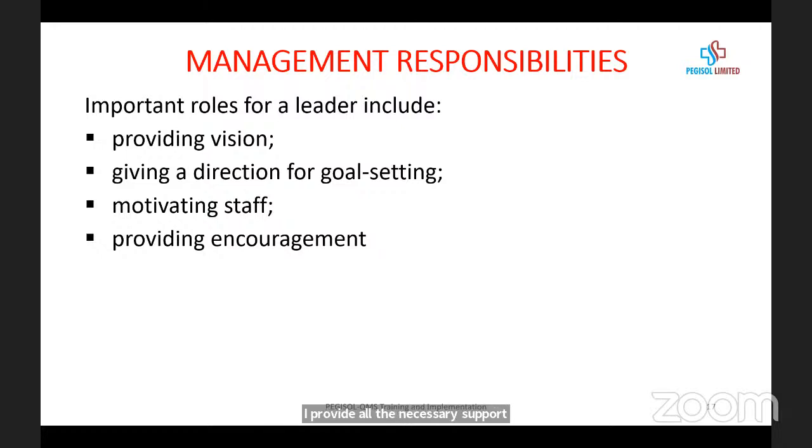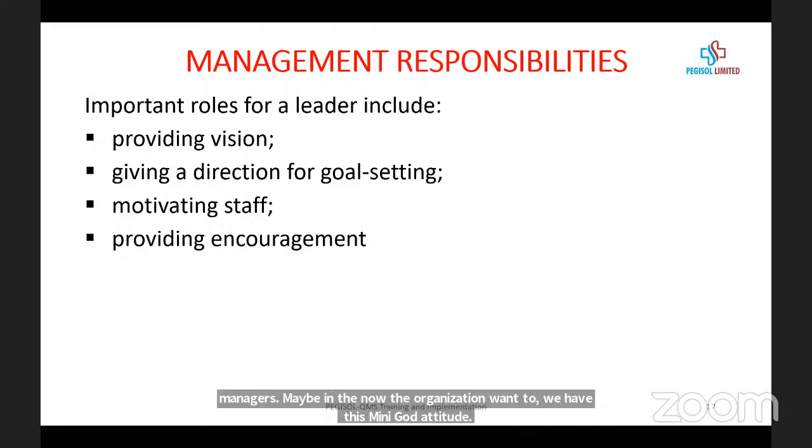You know, some of us as managers, maybe in the lab or in the organization, we have this mini God attitude, where you are the only one who knows about it.